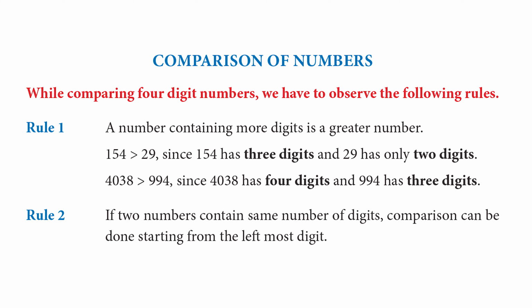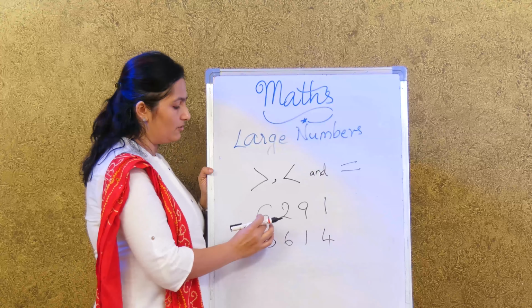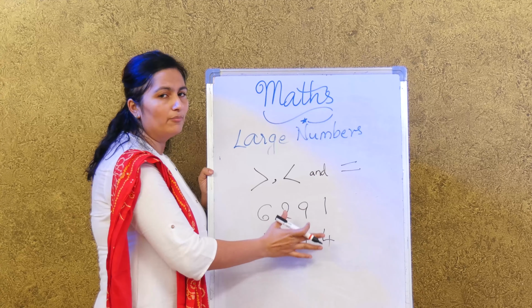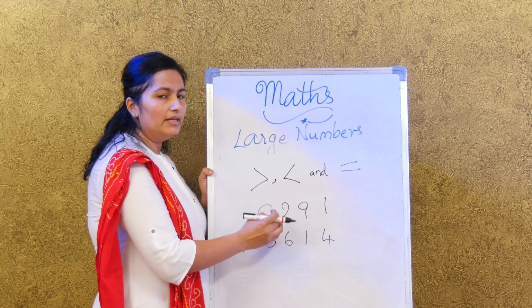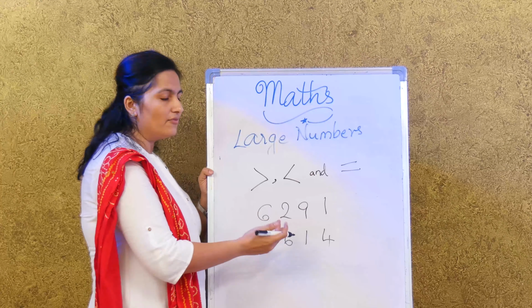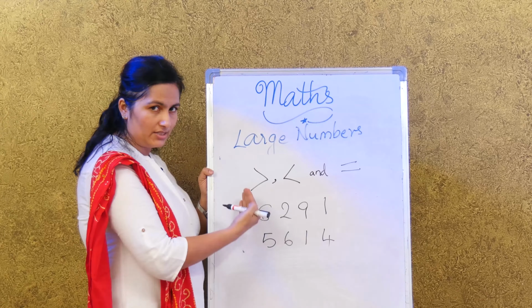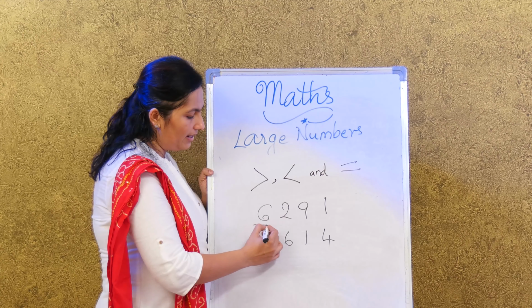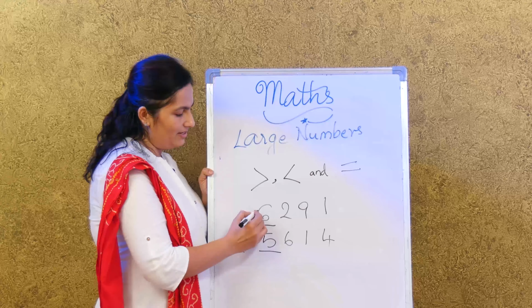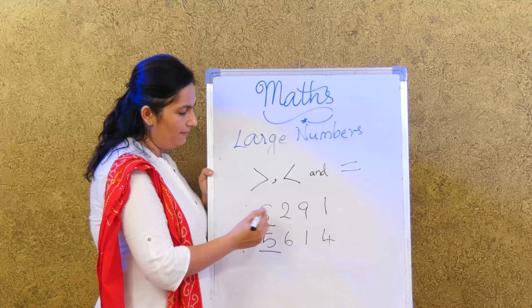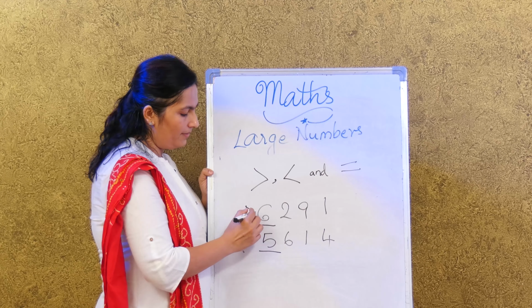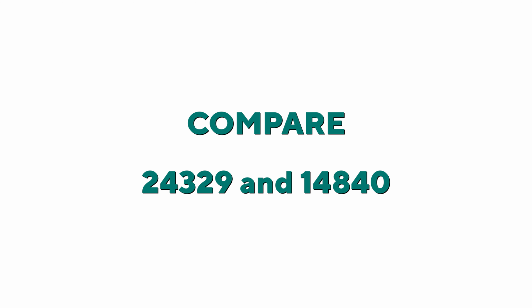For example, let's take 6291 and let's take 5614. That same digit numbers, 1234, 1234. So they are both 4-digit numbers. So then to find out who is greater, let's start from the leftmost digit. Okay, so we get the answer as we look at the first one itself. 6000 is greater, this is greater than 5614.